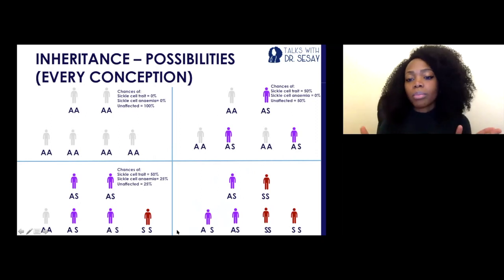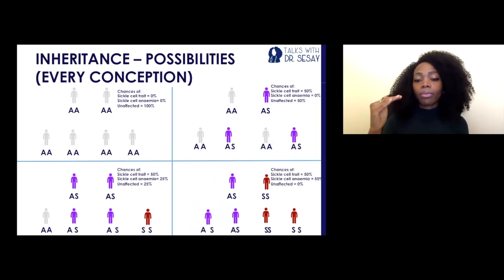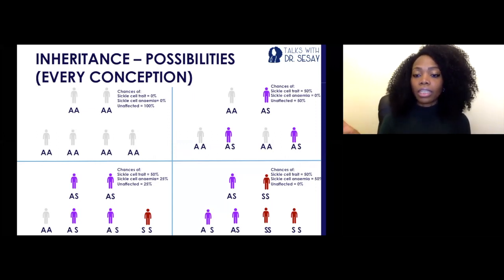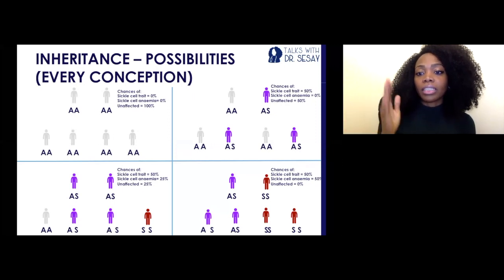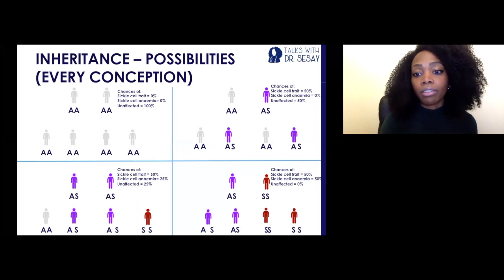So another possibility: if one parent is a carrier and the other parent has sickle cell anemia, then these are the 4 possible combinations. You can see that 2 out of 4, or 50% of the combinations, would be carriers, and 50% will have sickle cell anemia. So where one parent is a carrier and the other has sickle cell anemia, it's 50-50 that the child will either have sickle cell trait or sickle cell anemia, and there's no possibility that any of the children will be unaffected.